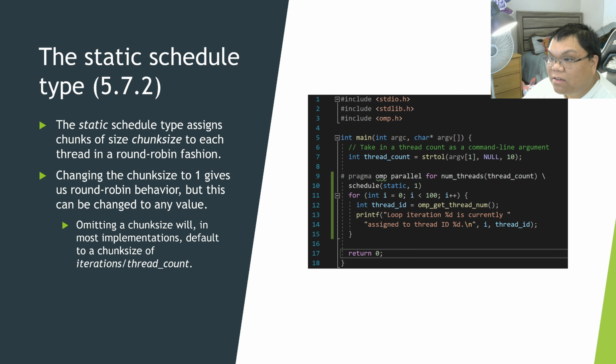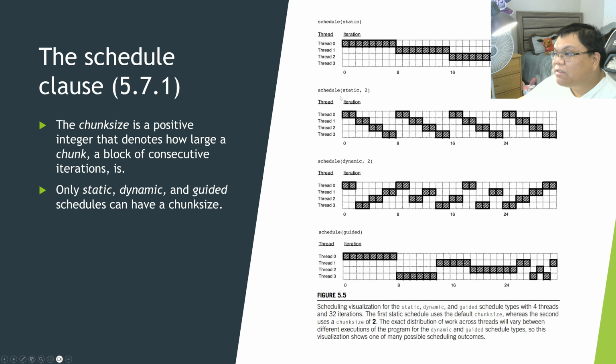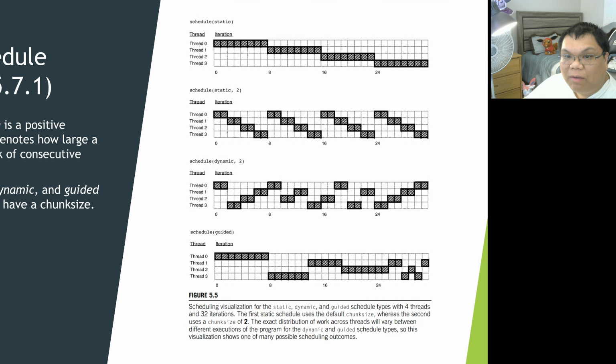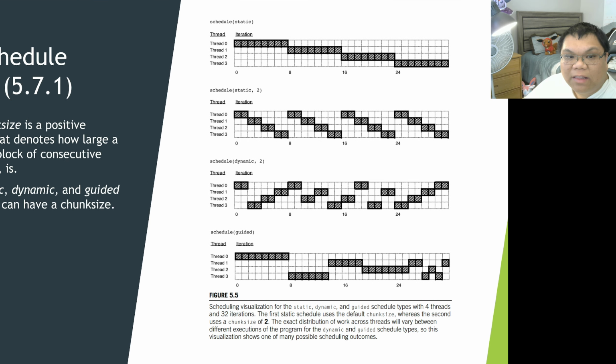The static schedule type assigns chunk size to each thread in a round robin fashion. So this is basically round robin scheduling. I realize it's been cut off my webcam.